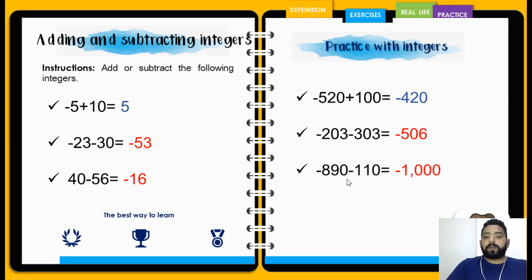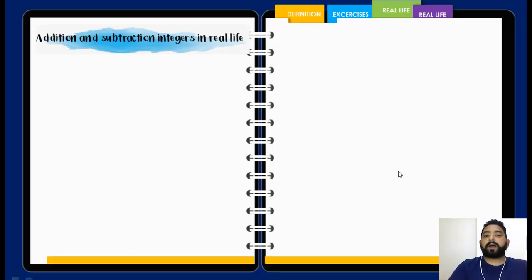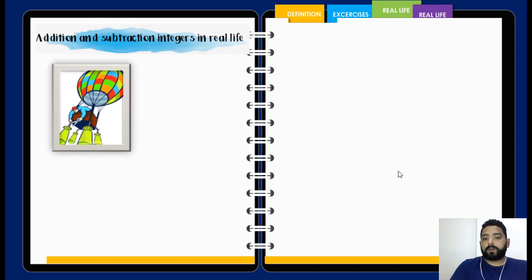Now we have negative 890 minus 110. So equal signs because this one is negative 890 and this one is negative 110. So remember the rule, equal signs, we're going to add and keep the sign. What is the sign of both numbers? It's negative, so we're going to keep it.